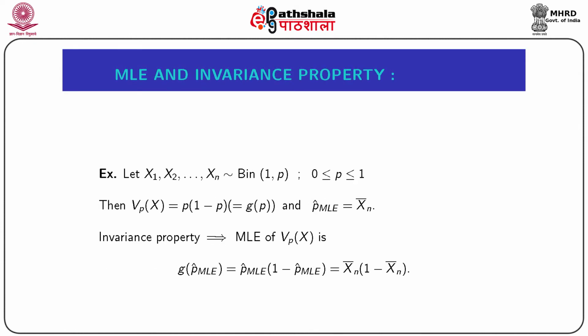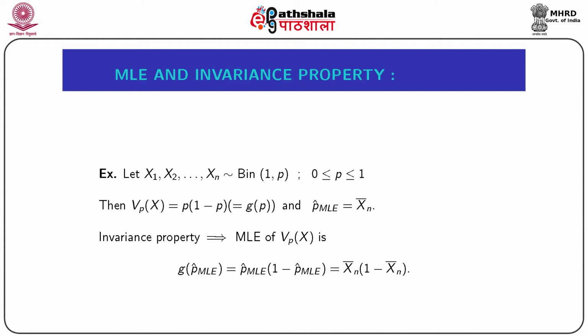Let X1, X2, ..., Xn be IID Binomial(1, p) variables, that is, the Bernoulli(p) variables, where 0 less than or equal to p less than or equal to 1. Now, from the property of the binomial distribution, we know the variance of any random variable X is equal to p times (1 minus p), where X follows Binomial(1, p). Now this p(1 minus p) can be considered as a parametric function g(p) of p. Obviously, here p is the only parameter in the distribution.